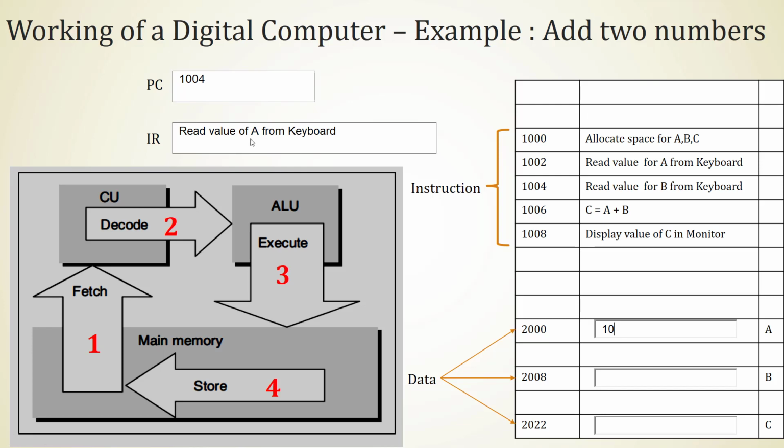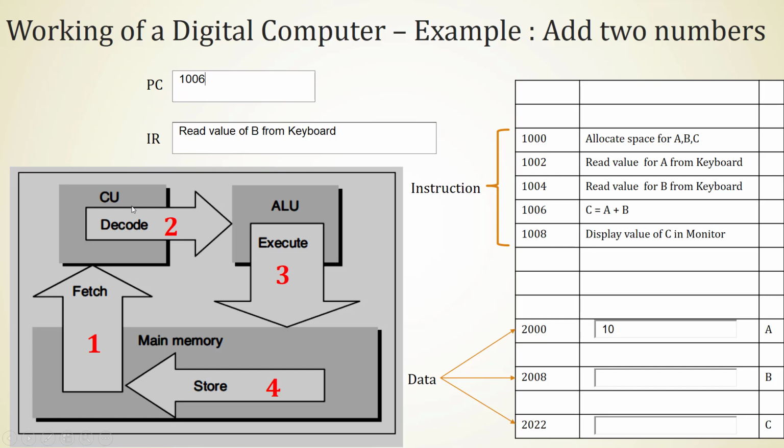So after execution of this statement, the value 10 will be stored in the memory. So that second step is also completed. Next we will look at the value in the program counter, that is 1004. The instruction is read value for B from keyboard. That will be stored in the instruction register. After that, the program counter value will be incremented and it will be 1006. Then this instruction will be executed.